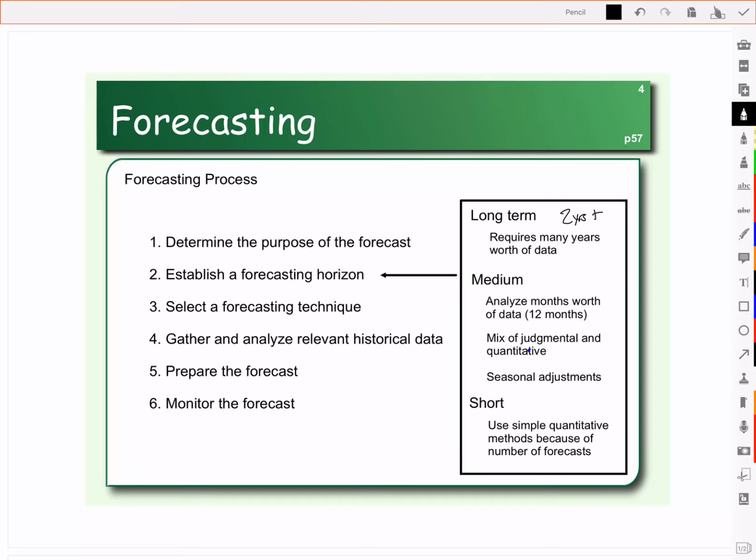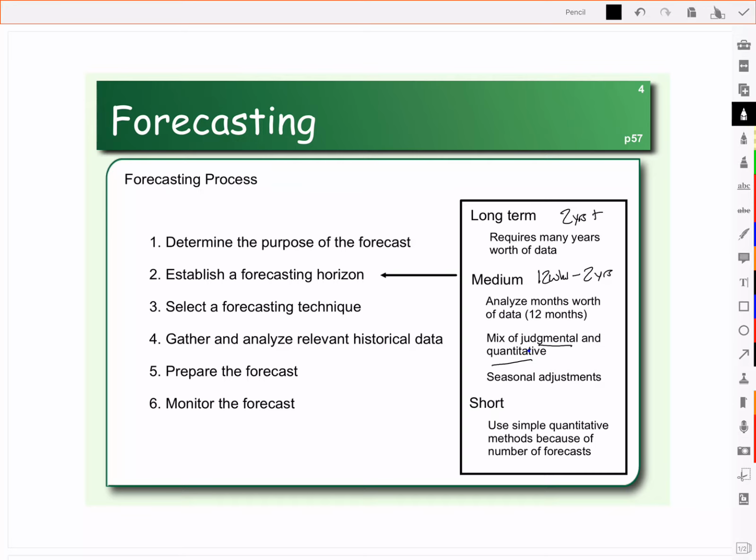If our decisions that we're going to make based on these forecasts are for medium-term use of our system, so we're looking at level of inventory, how many employees we should have, then we're going to need some medium-term forecasting horizon and a medium-term technique. So here we're looking at forecasting forward 12 weeks to 2 years. So in this case, we're going to analyze a month's worth of data, and we're going to use a mix of what we call judgmental methods and quantitative methods, and we'll look at what those are in just a second.